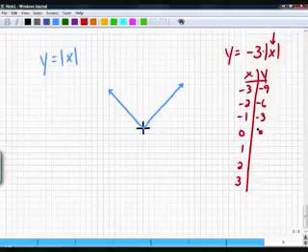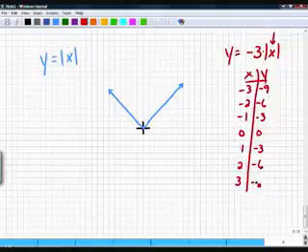Plug in 0, you get 0, 0. Is this going to move left, right, up, down any? No, because 0, 0 is right where that was before. The next one, 1. The absolute value of 1 is 1. Negative 3 times 1 is negative 3. Do you see the pattern? It's going back down. Plug in 2, you get negative 6. Plug in 3, you get negative 9. Let's see what this does.